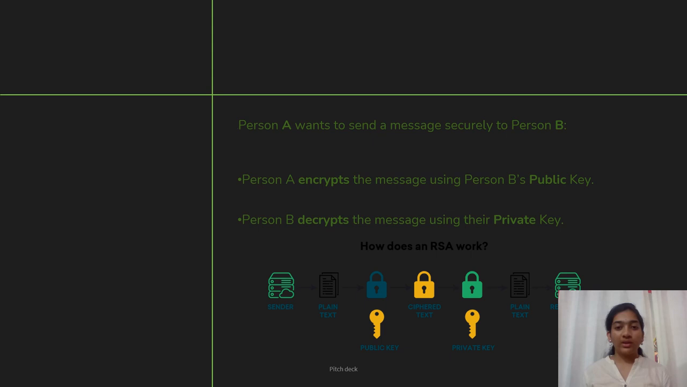So how does this work? Basically, if a person A wants to send a message securely without letting anyone know to person B, then person A encrypts this message using person B's public key, and then person B decrypts the message. That means he decodes what is sent using their private key.